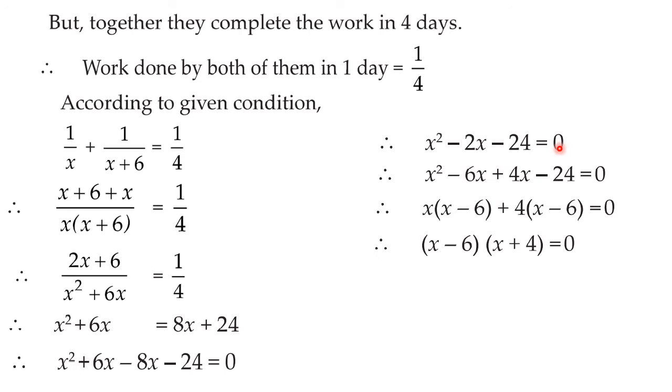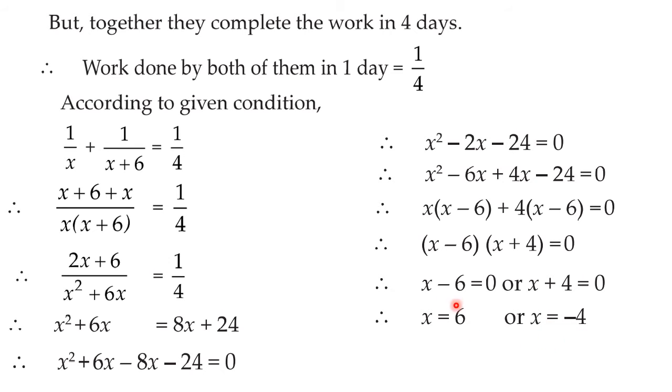As I have said, don't forget to write equal to 0 everywhere. In a hurry you forget to write it. So it's an equation and you need the equal to sign and equal to 0 in front of that. Now further you know what to do. Either x minus 6 is equal to 0 or x plus 4 is equal to 0. And from that we got x is equal to 6 or x is equal to minus 4.